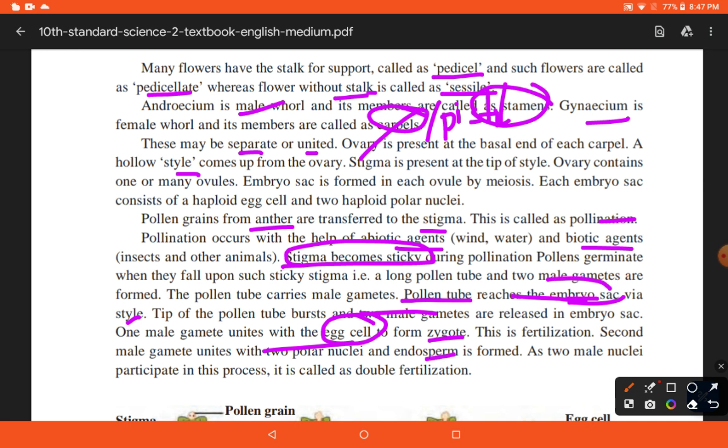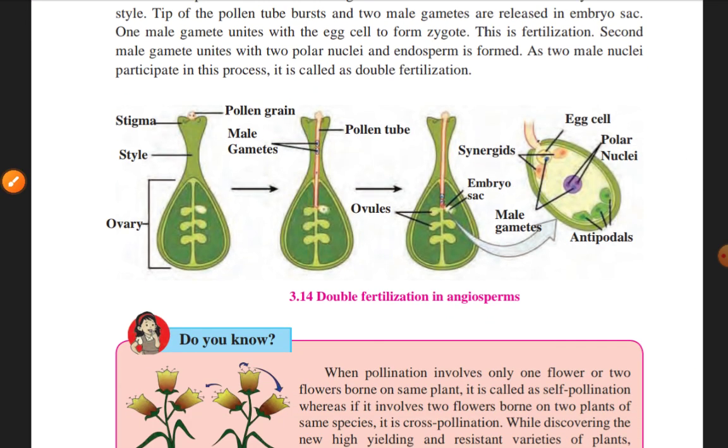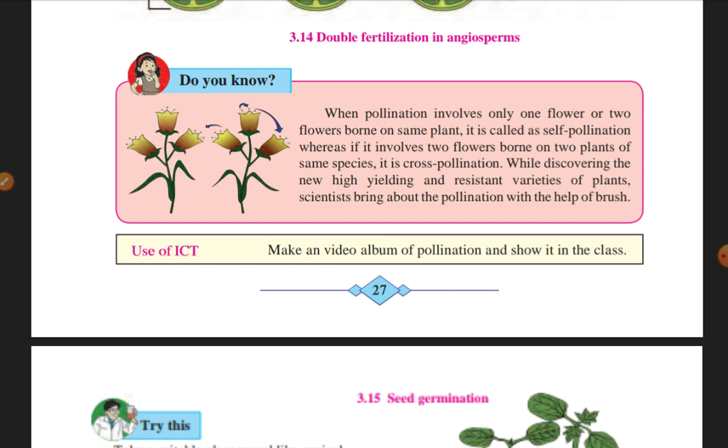What does the endosperm do? It provides nourishment to the embryo, right? And as the 2 male nuclei participate in the process, what do we call it? We call it double fertilization. This is what we have discussed. Similarly, here also the same diagram is shown.